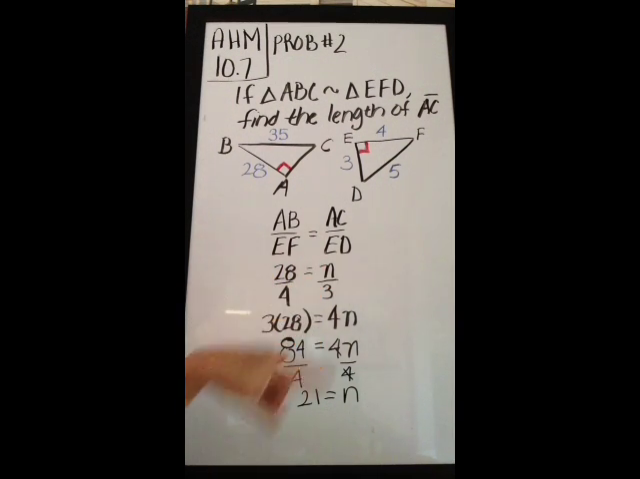Again, I take the cross products. 3 times 28 is equal to 4 times n. 3 times 28 is 84. So I divide both sides by 4 to isolate n, and I get the length of AC is 21.